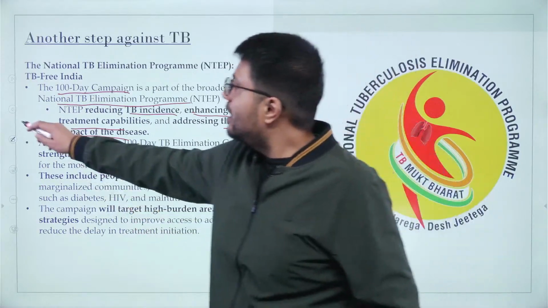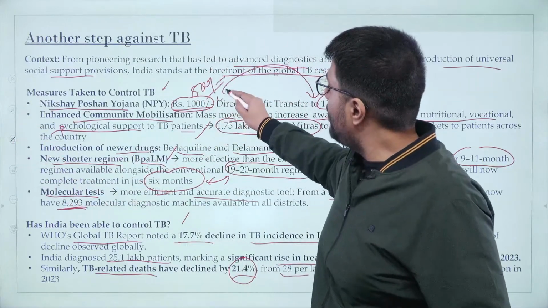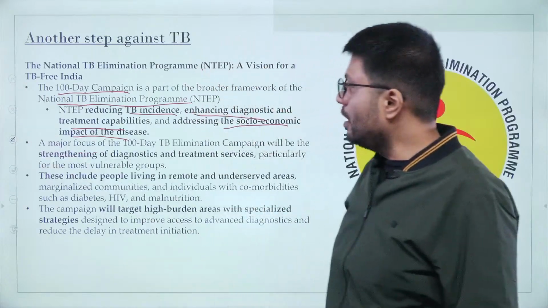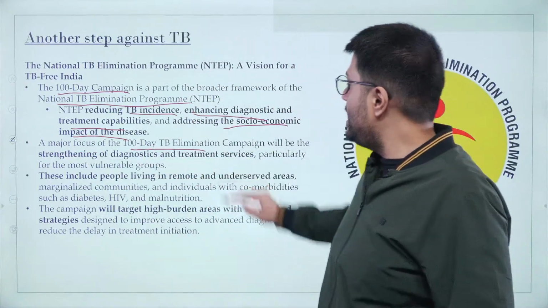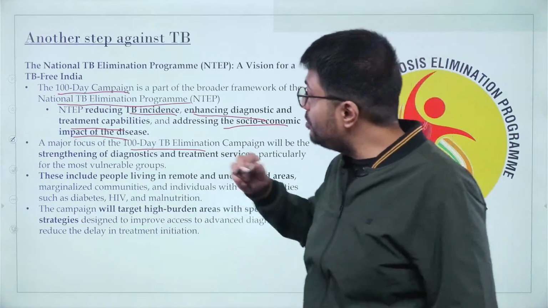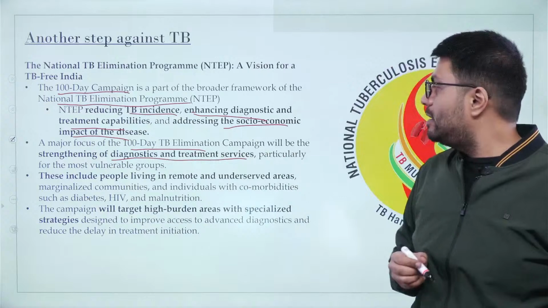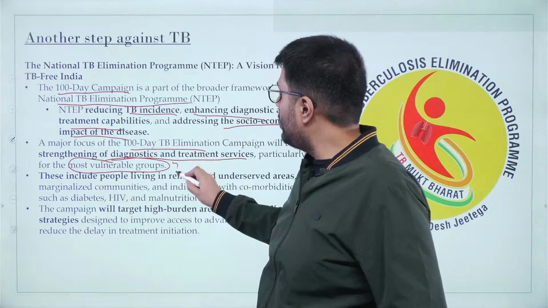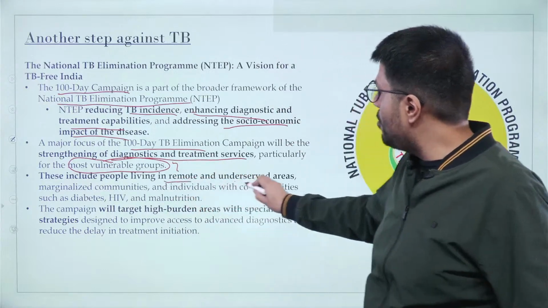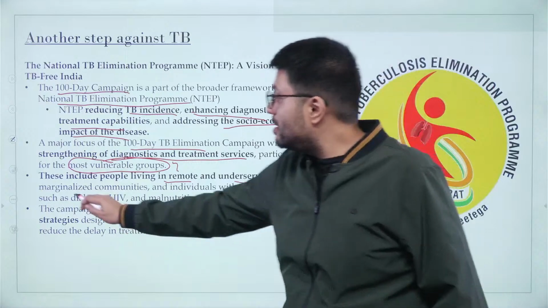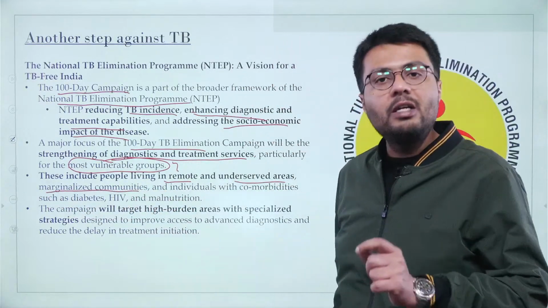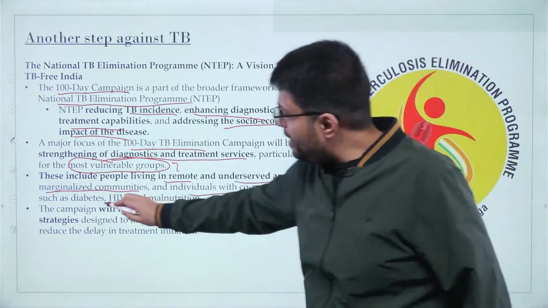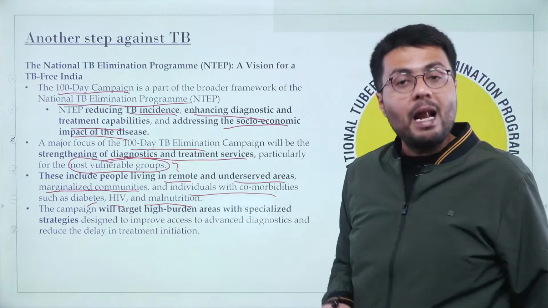And for that, the government, as I have already highlighted, is providing a direct benefit transfer of 1000 rupees to the patients. Now, the major focus of this 100-day TB elimination campaign will be to strengthen the diagnostic and treatment services, particularly among the most vulnerable groups. Now, who are these most vulnerable groups? They are people who are living in remote and underserved areas. They are from marginalized communities, especially tribals and scheduled castes, and individuals who have other diseases as well, such as diabetes, HIV, or they are suffering from malnutrition.